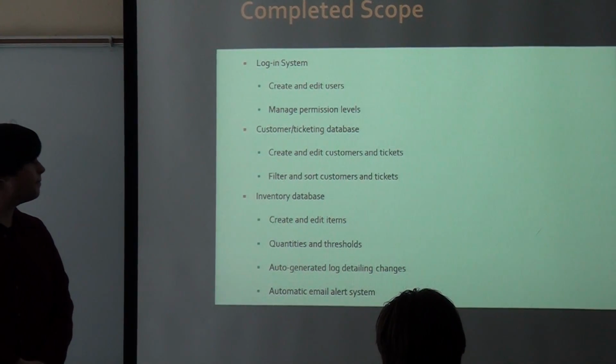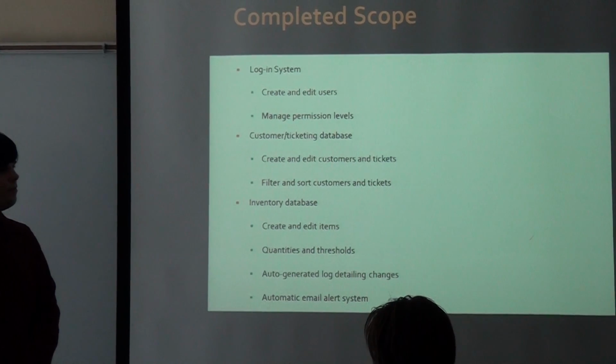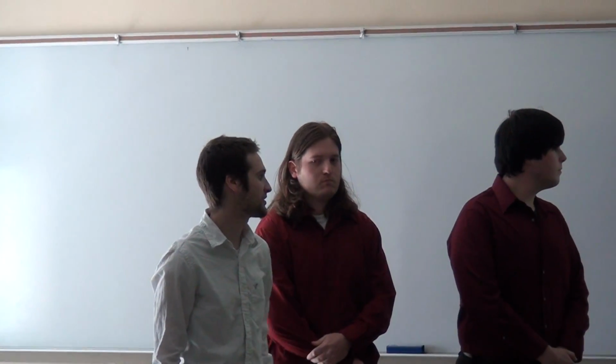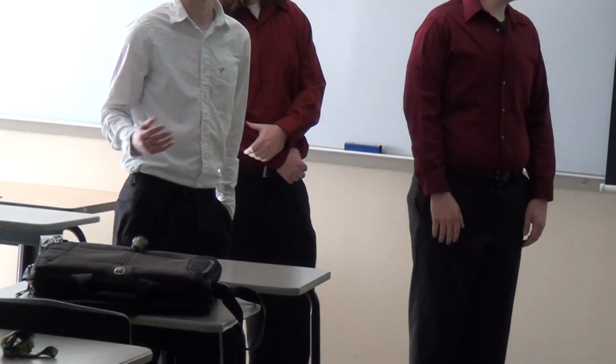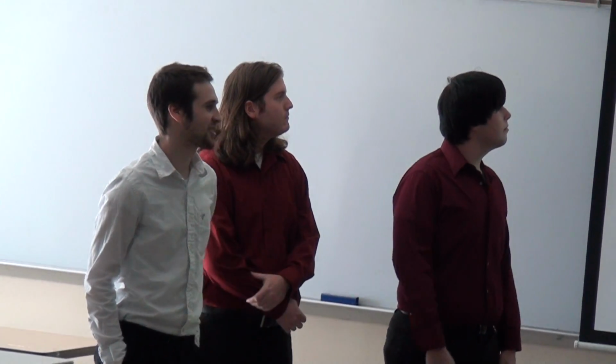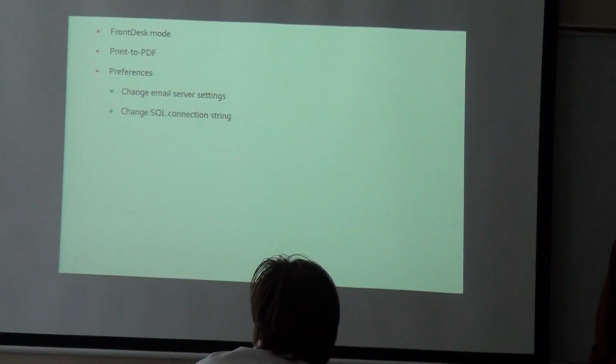so we can keep track of all the information that each customer has. Our next thing is the inventory database, and here the main function is to have all your items in stock and you can keep track of the quantities, but also there's a threshold preference, which if a quantity falls below that threshold, it'll send an email to a specified email address letting you know. And there's also a log that tells you what people did, which use it.